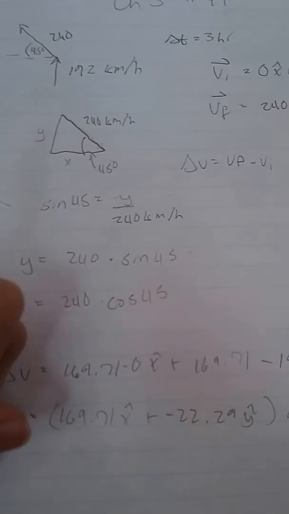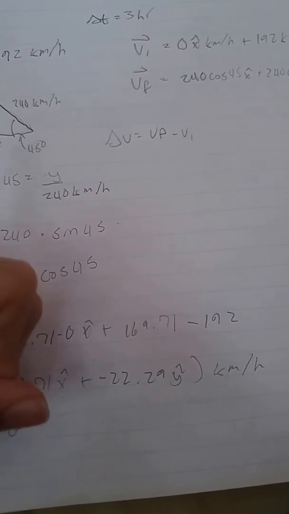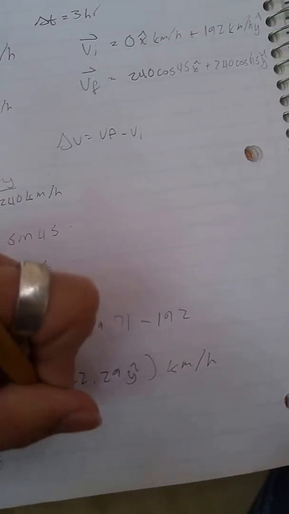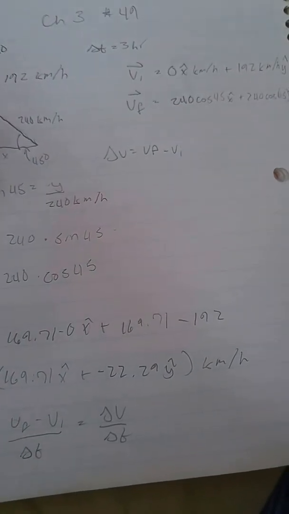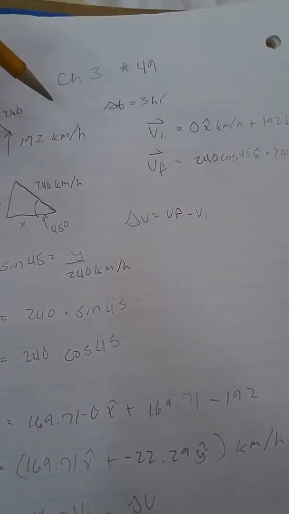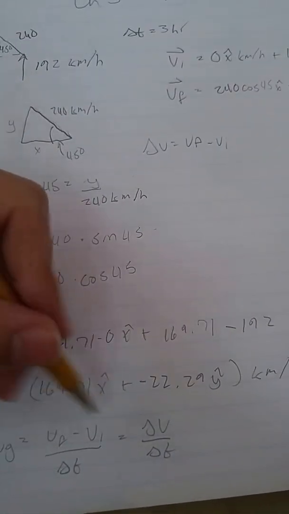Then we have to find the acceleration during the trip. And the formula for average acceleration is the final velocity minus the initial velocity over the change in time, or the change in velocity over the change in time. And as we just found the change in velocities, all we have to do is find the change in time. But that was given to us originally as it took 3 hours for the trip. Started at time 0, ended 3 hours later. So we just have to divide our change in velocity by our time.